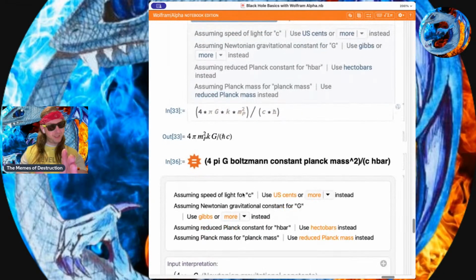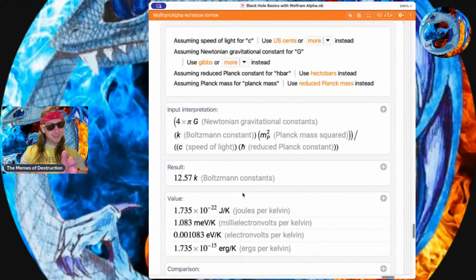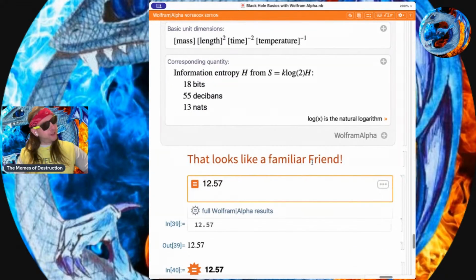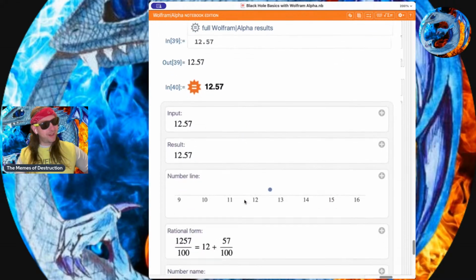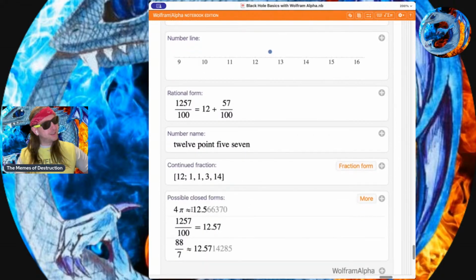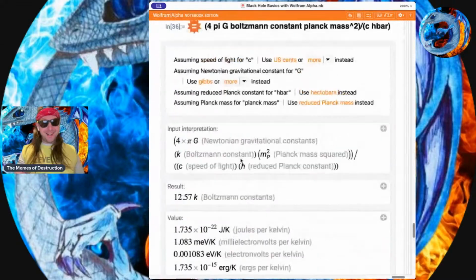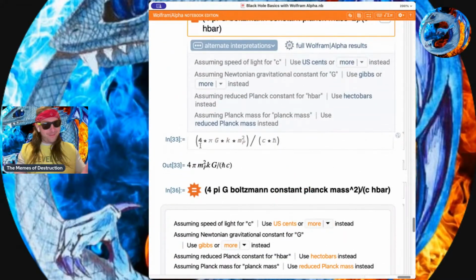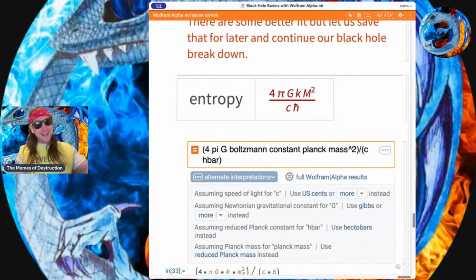Let Wolfram Alpha compute for us: 12.57 Boltzmann constants. That looks like a familiar friend. Let's throw it into Wolfram Alpha and see if it shows us anything familiar. Oh, it looks kind of like 4 pi. Kind of sounds like we got a sphere there. We had our 4 pi right there, so we got a sphere of Boltzmann constants.